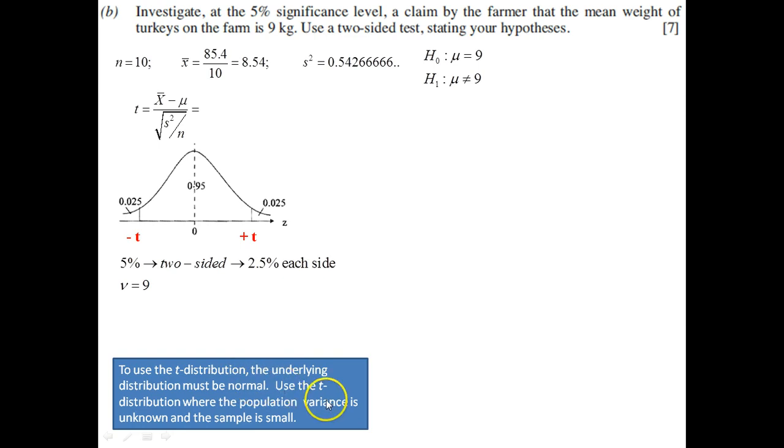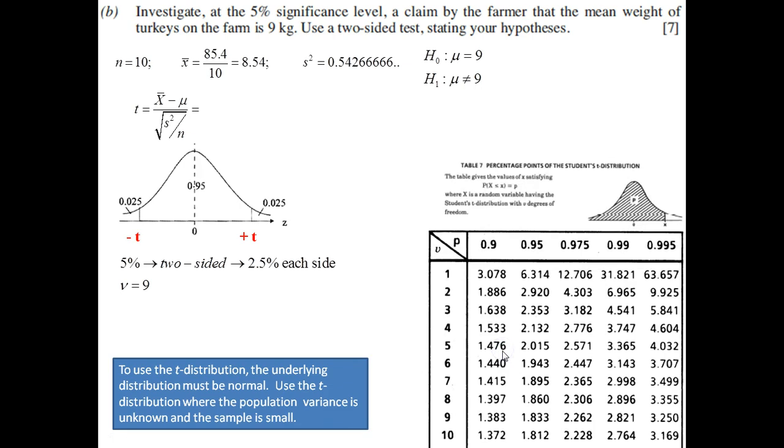Therefore, we are going to use a T distribution, being as the population variance is unknown and the sample is small. So T tables are table 7. Our rho is 9, so we go down to 9 on the left hand side. We want the tail to be 0.025, i.e. the larger bit to be 0.975. So those two lines show us where we need to be. So the critical value, plus or minus, would be 2.262.